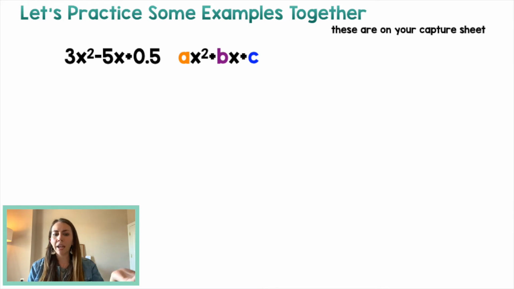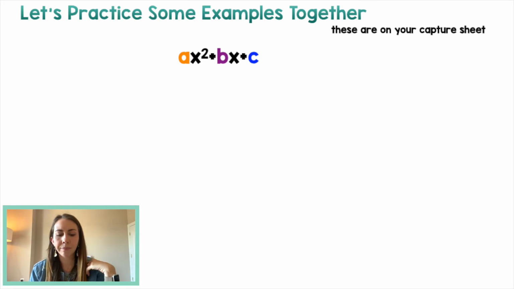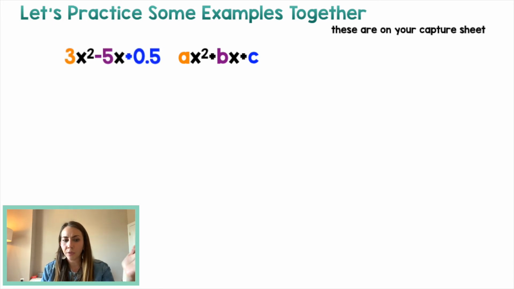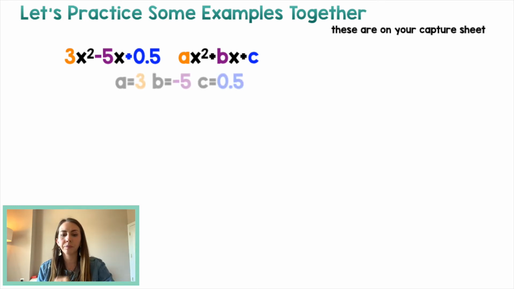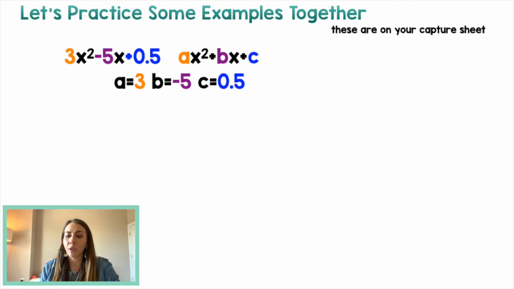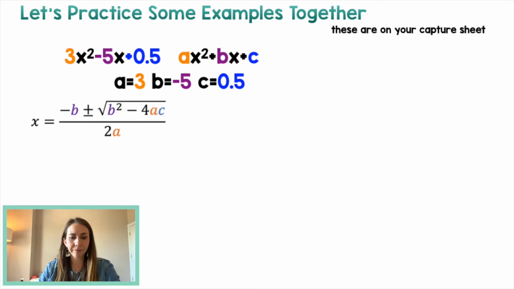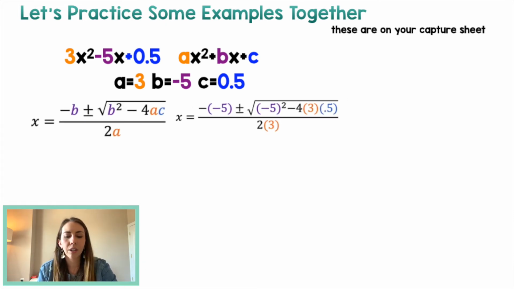So this is still in the form ax squared plus bx plus c. This is also on the second page of your capture sheet, by the way. So let's highlight those values. A is 3, b is -5, c is 0.5. You can write those into the box on your capture sheet. The next thing we're going to do, of course, is plug them into the quadratic formula. So this time when we plug in b, we have -5, which is going to turn back out to a +5.